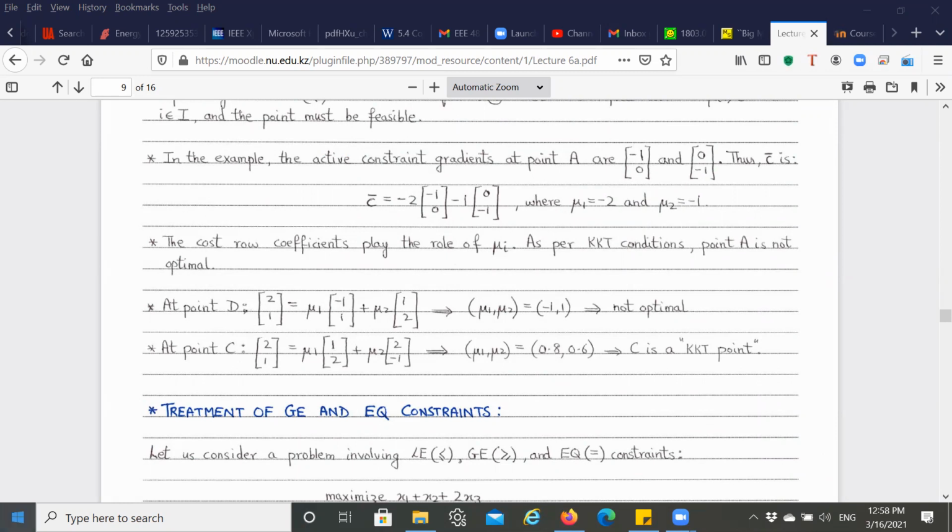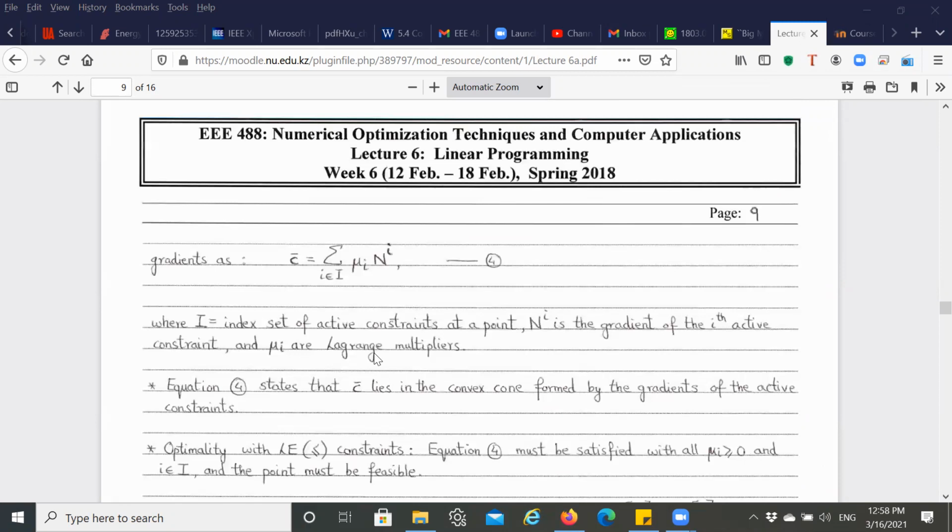So whenever you want to use KKT, you should remember for a less than equal to constraint, you should remember this equation 4. So you should be able to write the cost gradient in terms of the sum of the product of Lagrangian multipliers and the gradients at each of the active constraints.